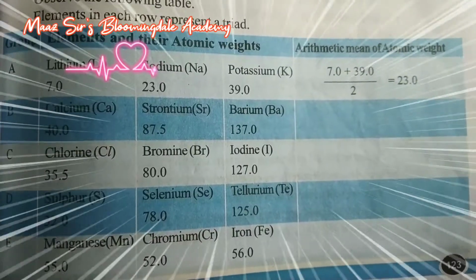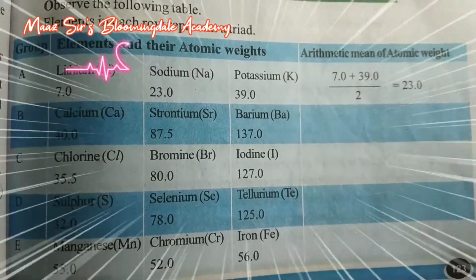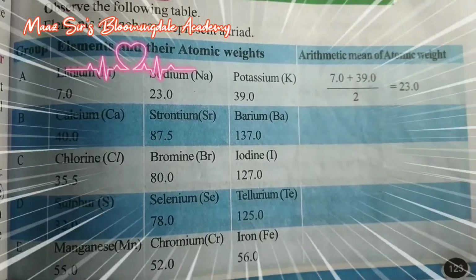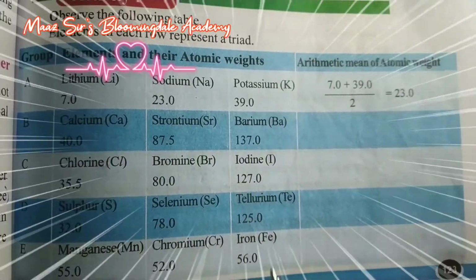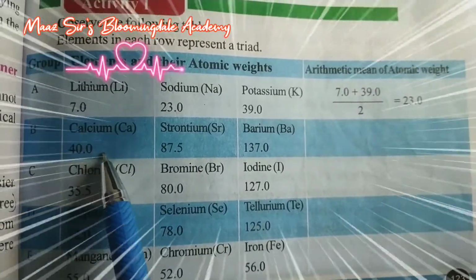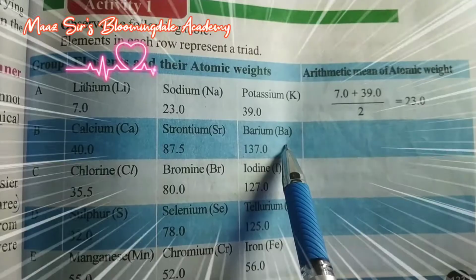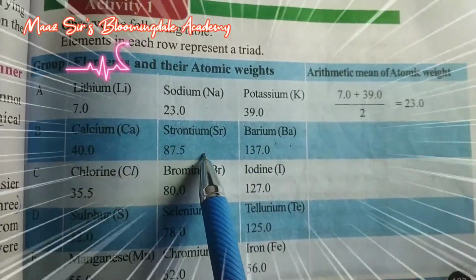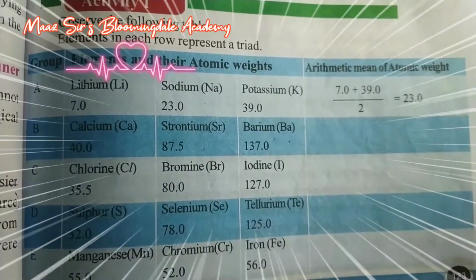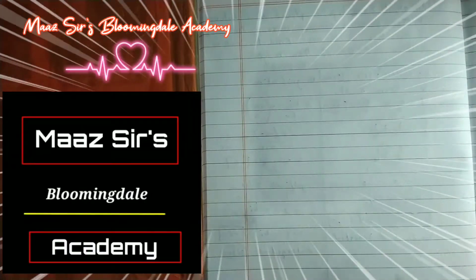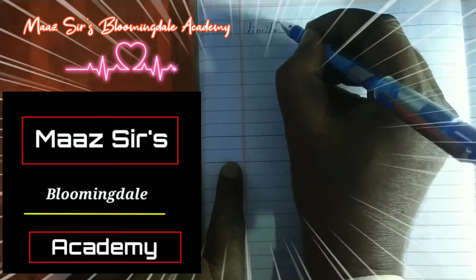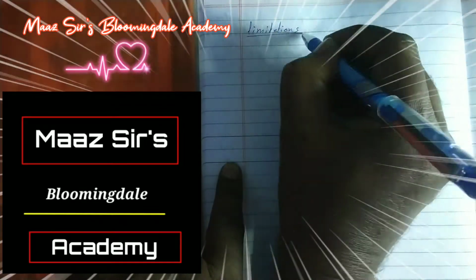So here you can see the table in which he has arranged the elements. He got the middle element by taking the mean of this element and this element. So when you are taking the mean, you are getting this element. Like that he arranged the elements. But this law had some limitations. So what are these limitations?